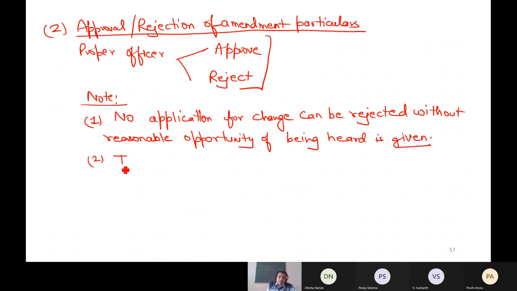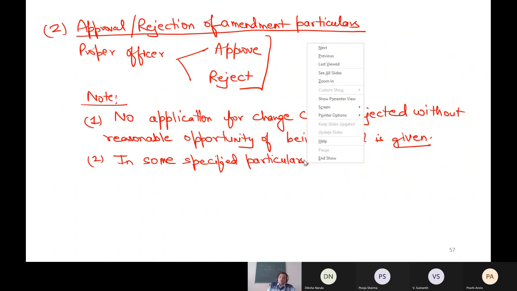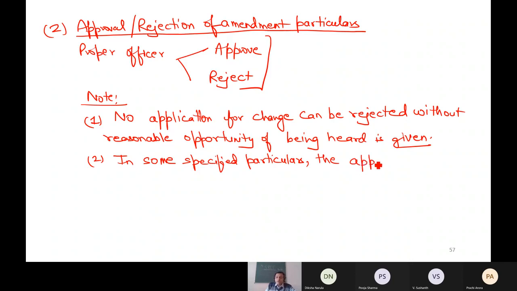Second, in some particulars like change in mobile number, change in email ID, why do you need the approval of the officer? It's not required. I can change my mobile number through OTP, they will verify. So in some specified particulars, the approval of the proper officer is not required. By default, these will be changed.